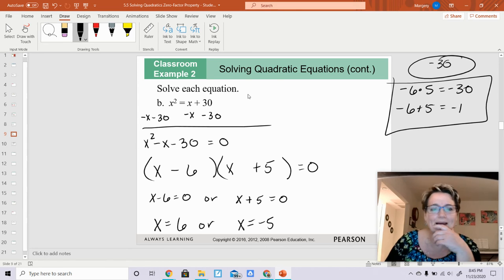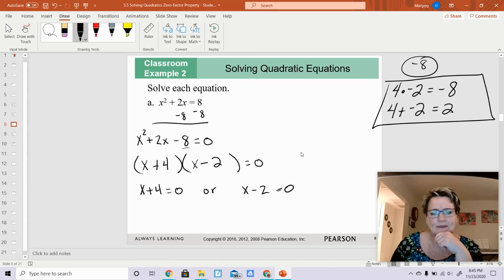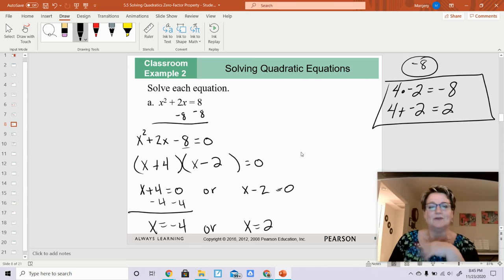Let me go back real quick just to make sure. I didn't finish this one. Once I factored it, I still need to solve it. So in order to solve it, I set both of these equal to 0. Totally forgot. I'm so sorry. Set both of these equal to 0. Now solve for x. Move the 4 over. And you get x equals negative 4 or x equals 2. So you have two answers and you're good to go.